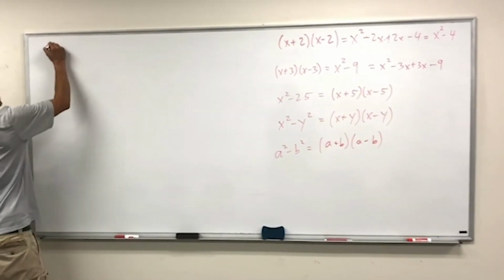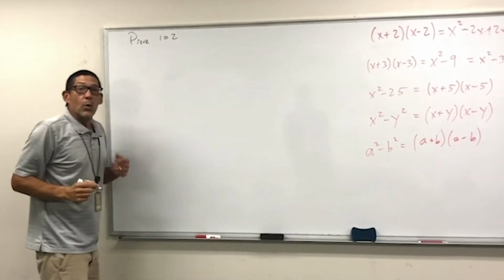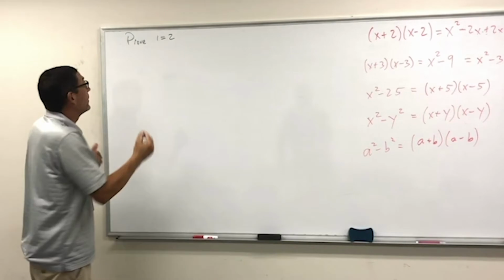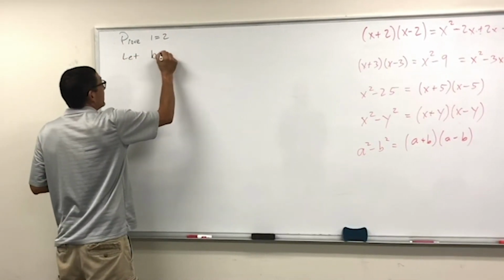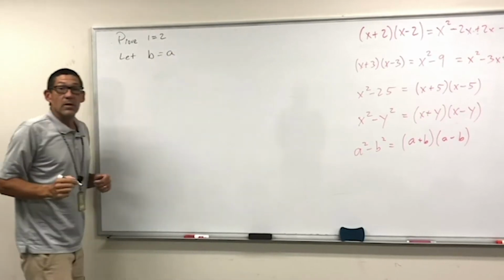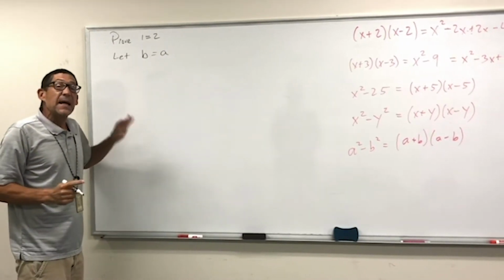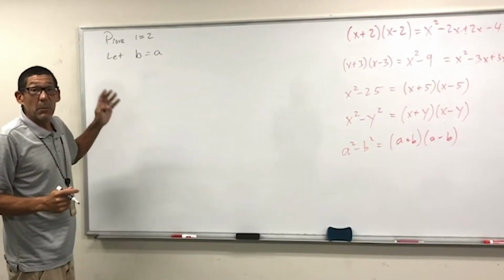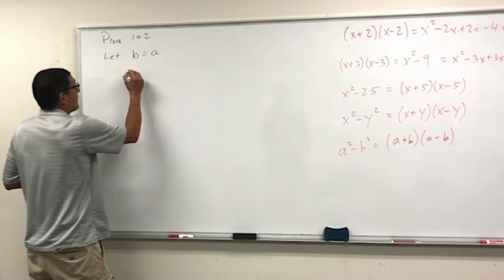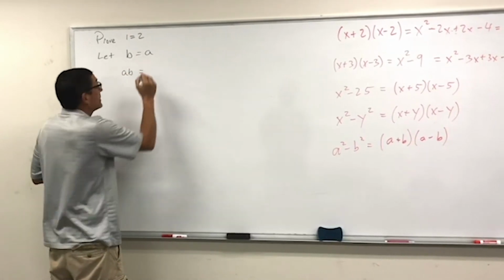To prove 1 equals 2, what I want to do now is use an algebra approach. So I'm going to choose a couple variables to do some work for me. I'm going to let the variable b equal the variable a. And now I'm just going to apply some algebra. Anything I do to one side, I'll have to do to the other side. The first thing I want to do is multiply both sides by a, and when I do that, I'll get ab on the left is equal to a times a, that's a squared.